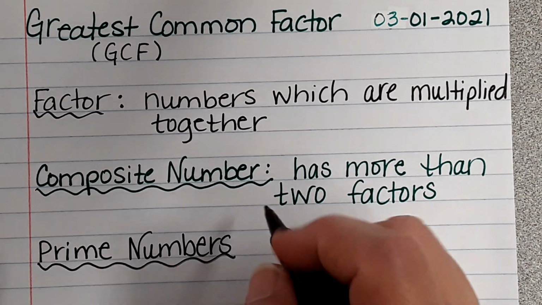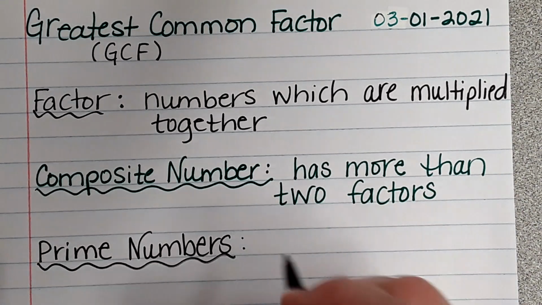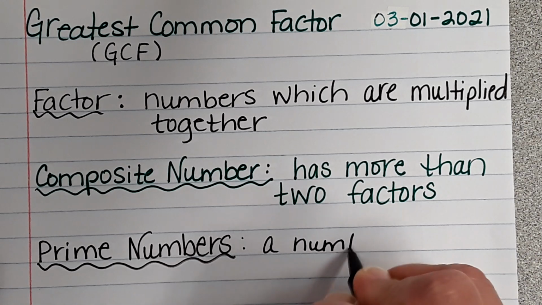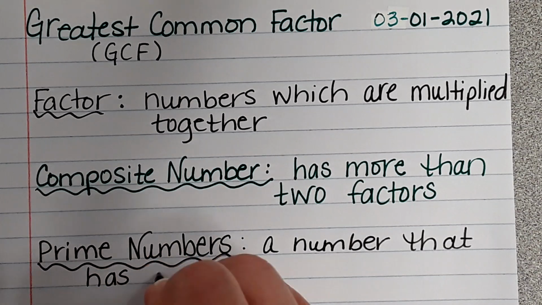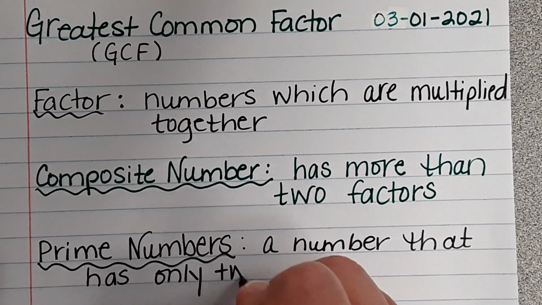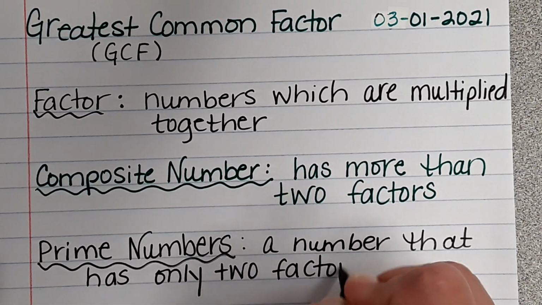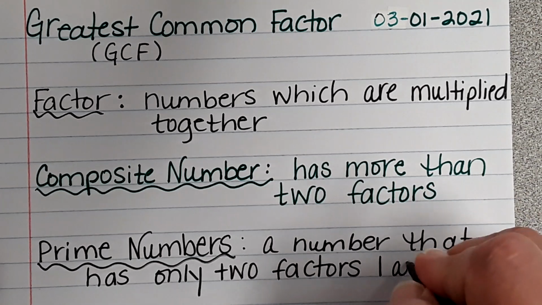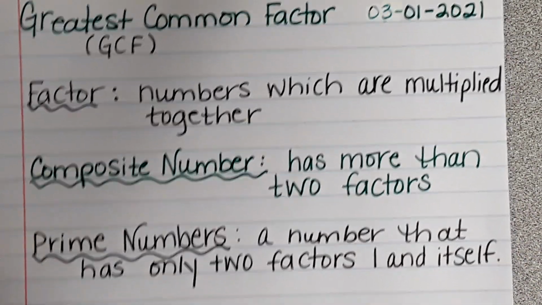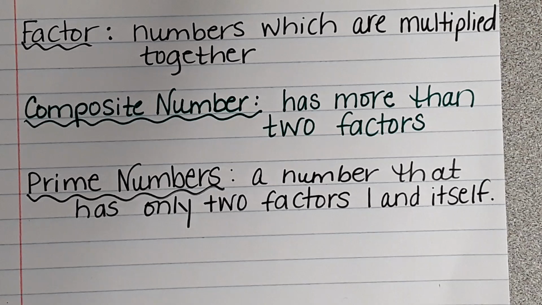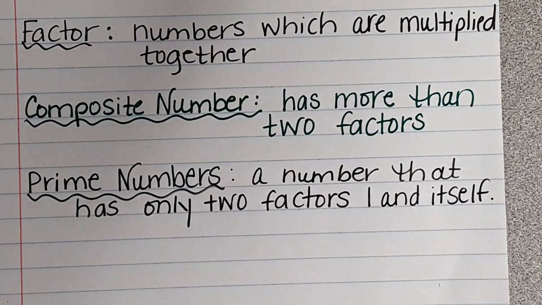Okay, so prime numbers are numbers that only have 2 factors: one and itself, okay? So we're going to use all of this information to find the GCF. And what I also want to do is give you all the prime numbers that are less than 100, okay? So we're going to write them down.